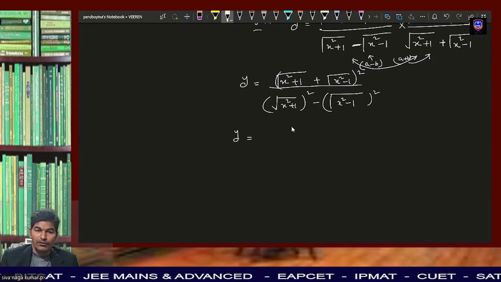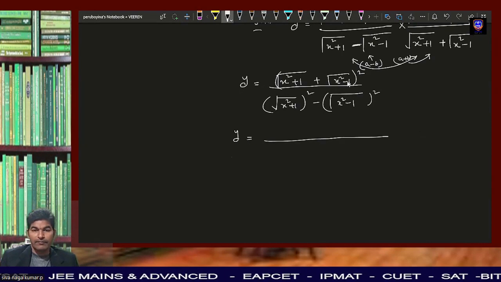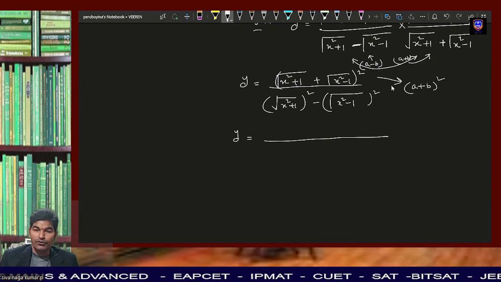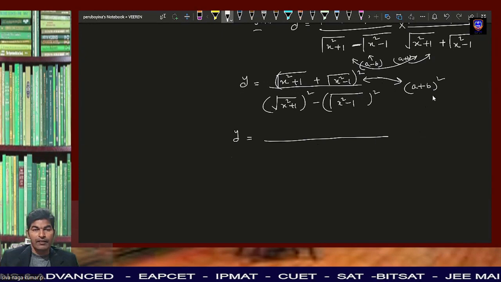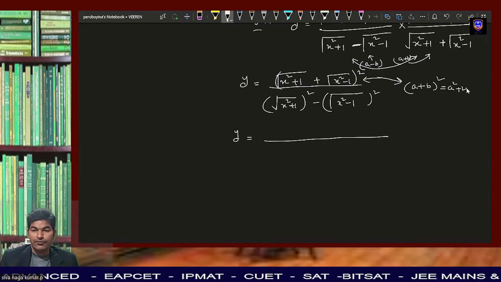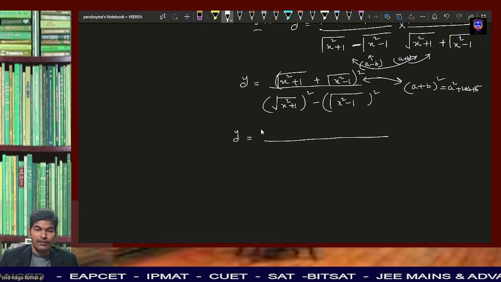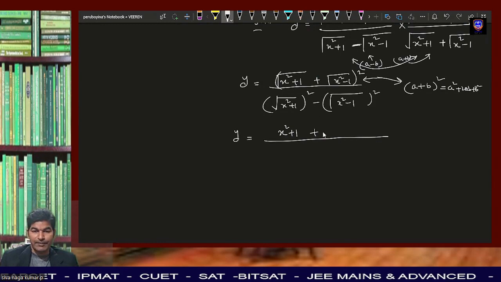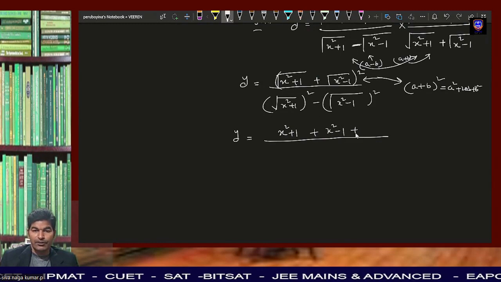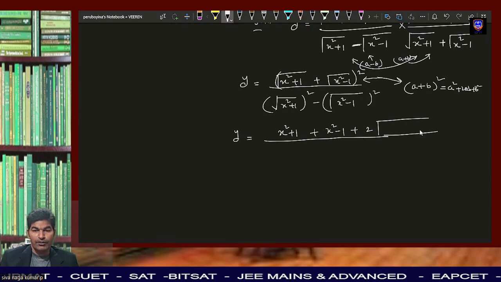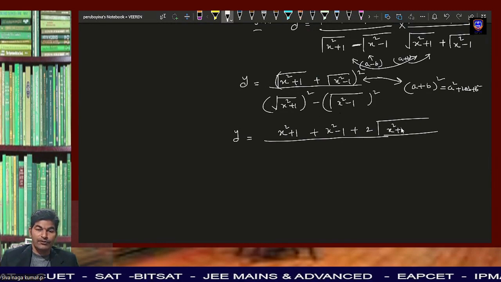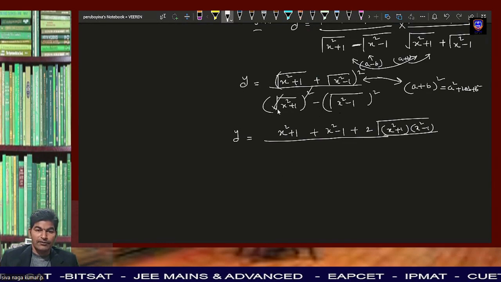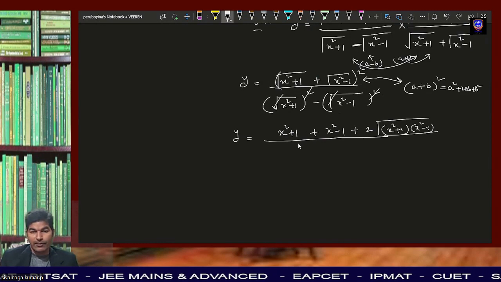So y equal to, the numerator becomes a plus b whole square. What is a plus b whole square? You should apply it to the numerator. a plus b whole square is what? a square plus 2ab plus b square. a square means without root. Okay? Square and root got cancelled. Plus b square means without root. 2ab means 2 root; you have to keep these two things under root: x square plus 1 into x square minus 1. Okay, understood? And here also square and square root got cancelled.